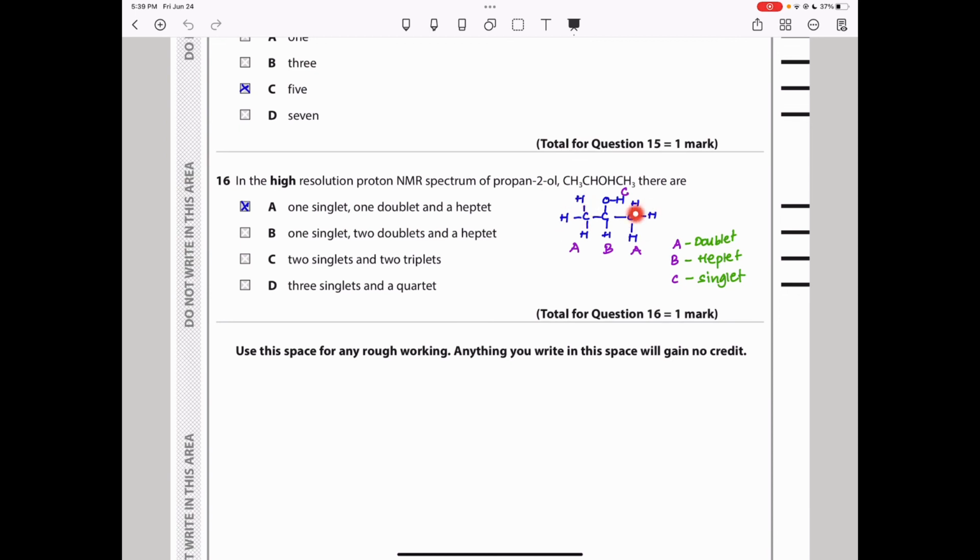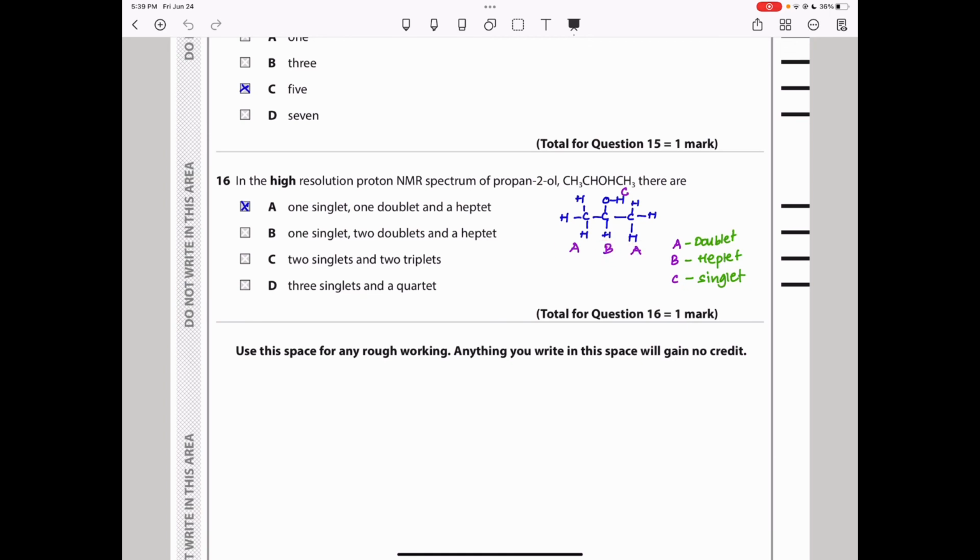In this environment, we have 6 protons. In this environment, we have 1 proton. And in that environment, we have 1 proton. So using the n+1 rule, we can see that this proton here is going to be a heptet because the neighbor carbon has 6 protons. Using the n+1 rule creates a heptet. So environment B is a heptet, while environment A is surrounded by just 1 hydrogen. So 1 + 1 creates a 2 using the n+1 rule. That is going to be a doublet. So we can see this is a doublet.